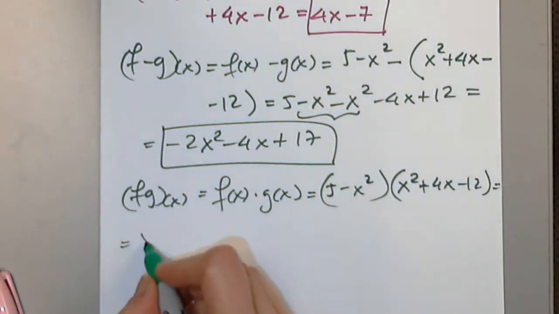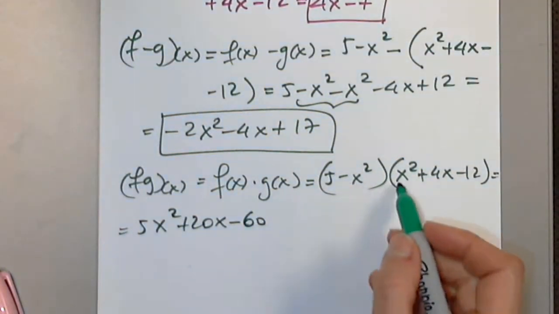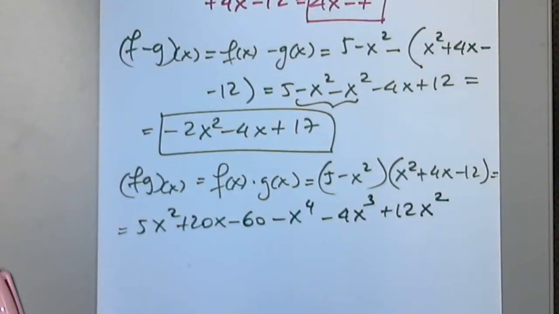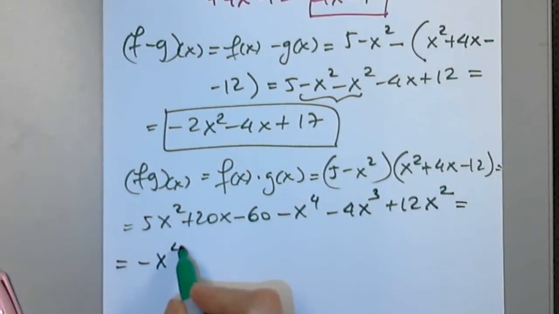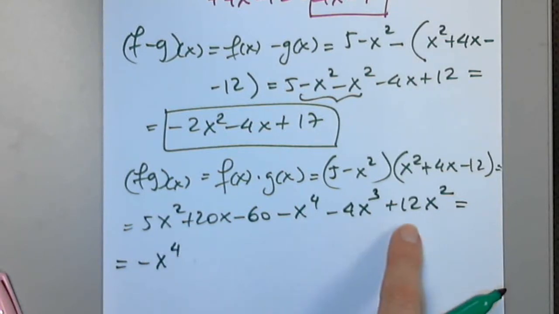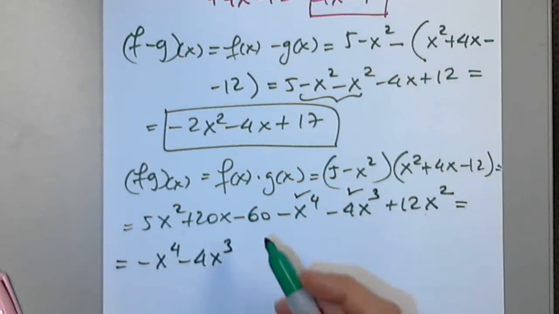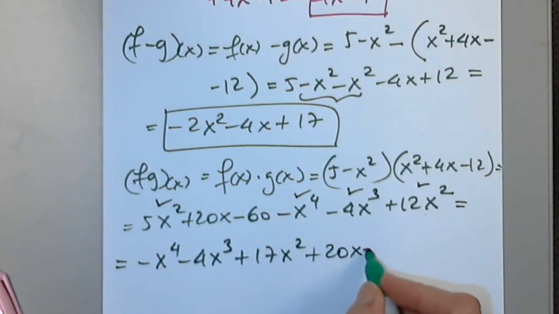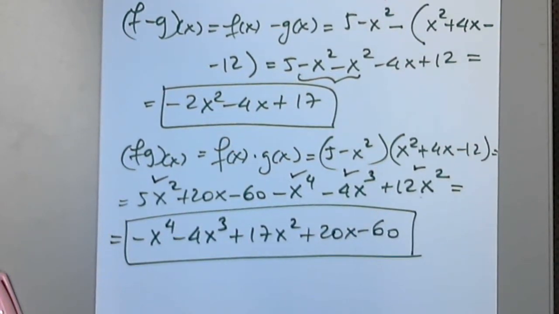So then 5 distributed to these two: 5x squared plus 20x and minus 60. Minus x to the 4th, minus 4x to the 3rd, and plus 12x squared. Yes, I have to rearrange it in descending order. What is the degree of this polynomial and where do I start? I start with x to the fourth. There is no other x to the third, so minus 4x to the third. But now I have 12 and 5: 17x squared. And then 20x minus 60. What does this represent? FG of x.